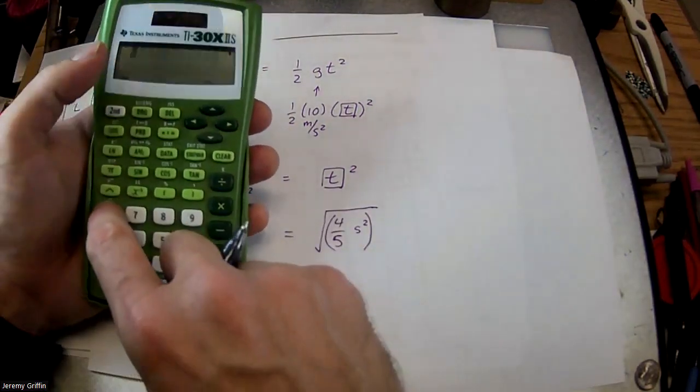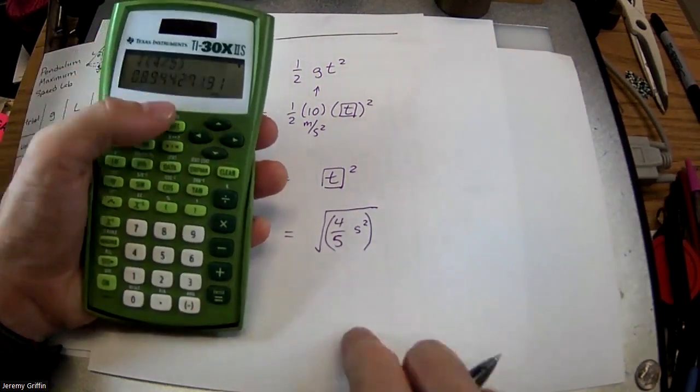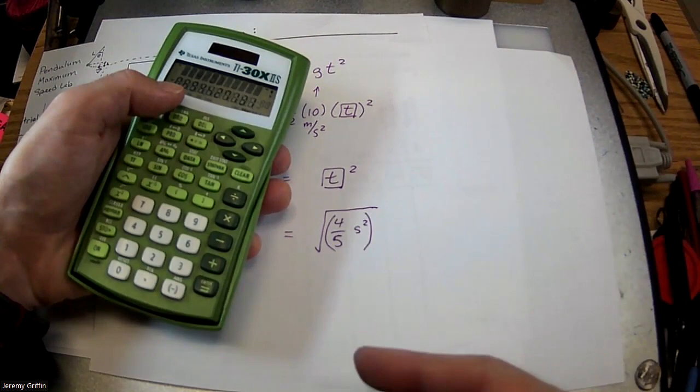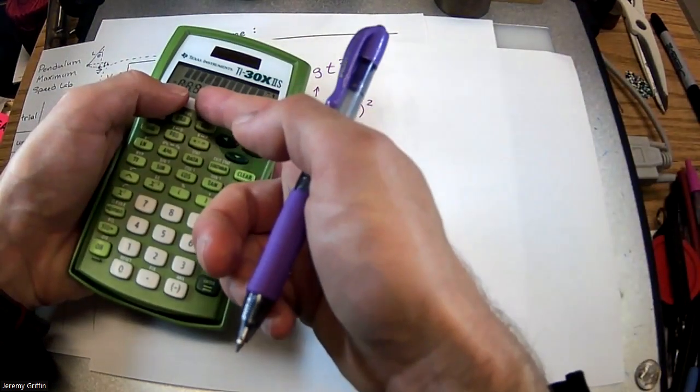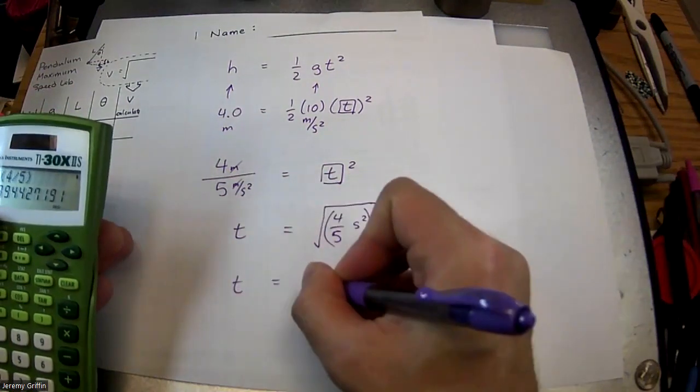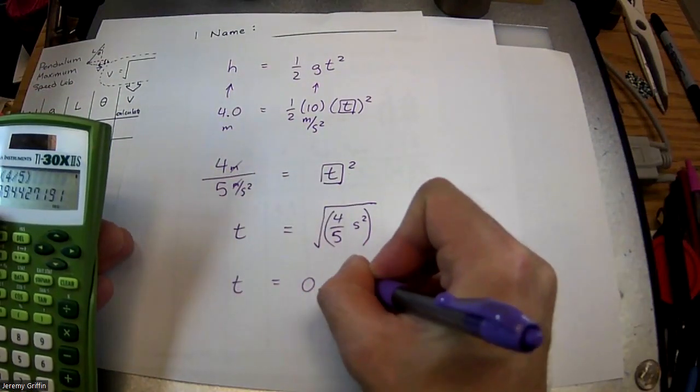So what is the square root of 4/5? We got 0.89. Hey, remember I said it should be a little bit less than 1 second? The unit for this is seconds. That is a little bit less than a second, isn't it? Look at that. So we're getting a time of 0.89 seconds.